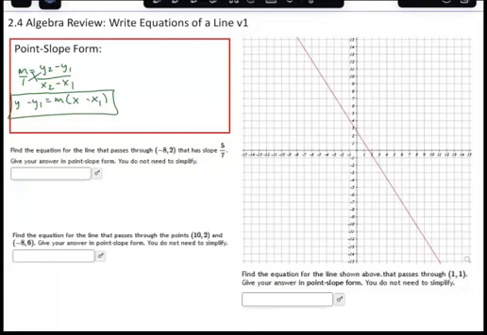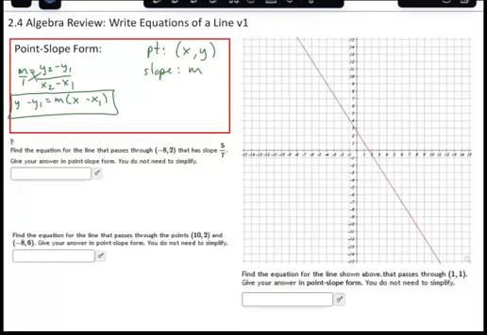So this is useful when you're given a point (x, y) and you're given a slope of m. If you're given that information, unless it asks you to put it in a different form, you can enter your answer just like this.